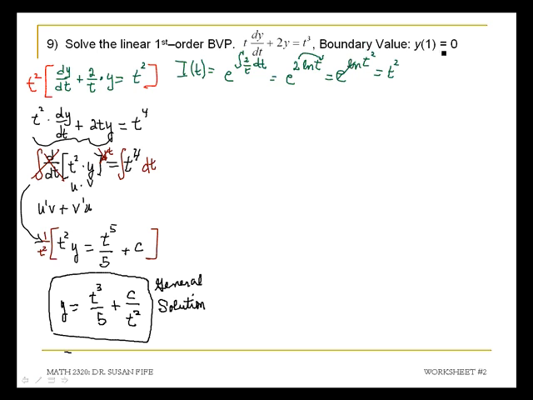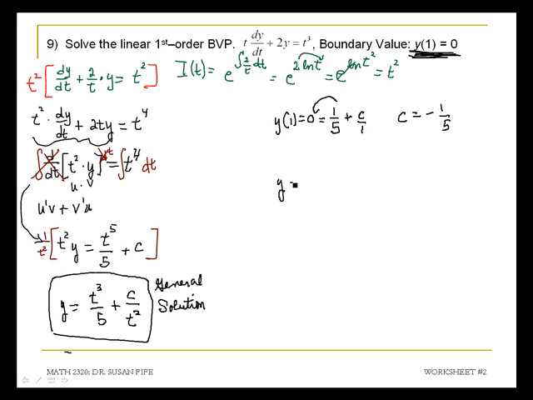And then, because this is a boundary value problem, we want to go back and solve for c. We can use the fact that y of 1 is equal to 0. Y of 1 says that t is equal to 1. That's going to give me 1/5. 1 to the third is 1, plus c over 1, and from here I can just bring the 1/5 over to get c is equal to negative 1/5.